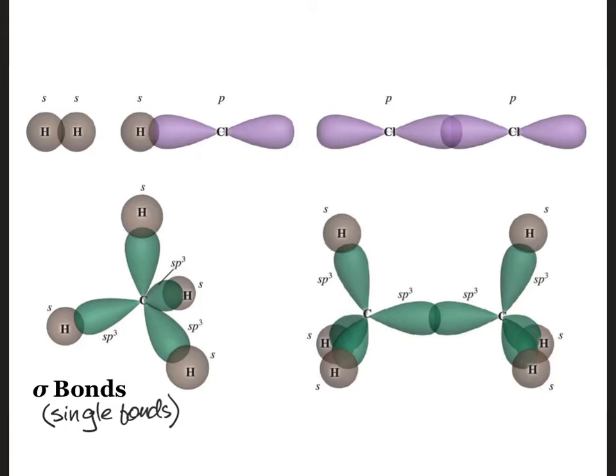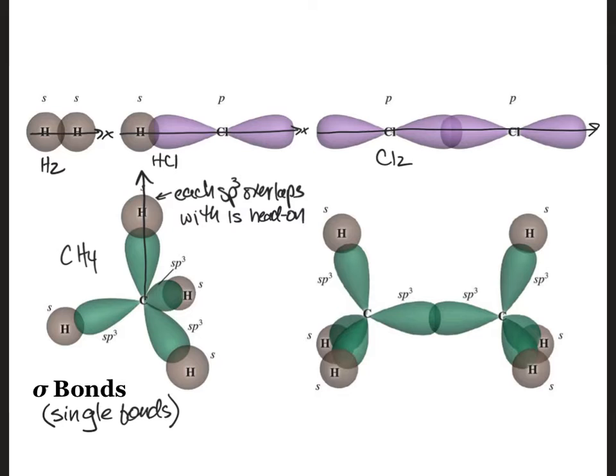Let's look at each of these examples. We have molecular hydrogen, where two s orbitals overlap, hydrogen chloride, with overlap between an s and a p orbital, molecular chlorine, with the head-to-head overlap of two p orbitals, methane, CH4, with the overlap of s orbitals in each of the sp3 hybridized orbitals, and ethane, CH3CH3, with two types of sigma bonds being formed, one from the overlap between s orbitals and sp3 hybridized orbitals, and the other from the overlap between two sp3 hybridized orbitals along the x-axis.